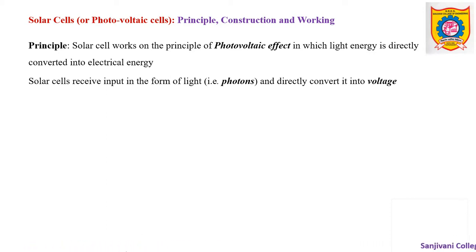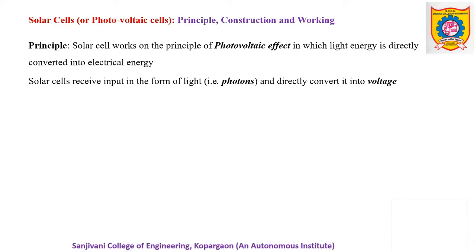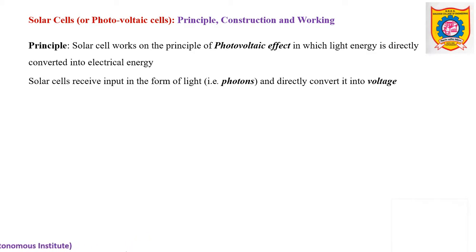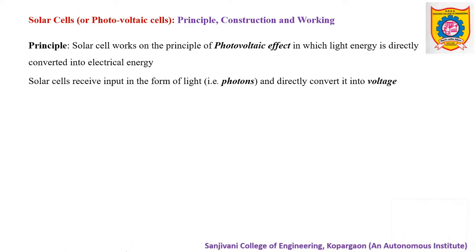So which type of light? Generally we use sunlight. However, solar cells can be activated with the help of any kind of electromagnetic radiation. That includes visible light, then invisible light like infrared or ultraviolet light, or other electromagnetic radiation such as X-rays, gamma rays and so on. But commonly used is sunlight. So that's why a PV cell is considered a solar cell.